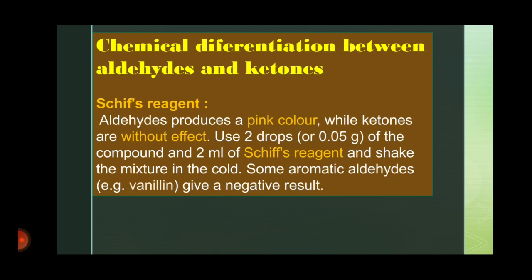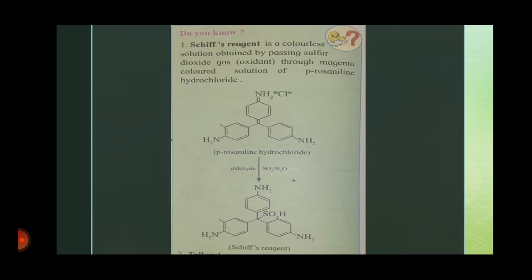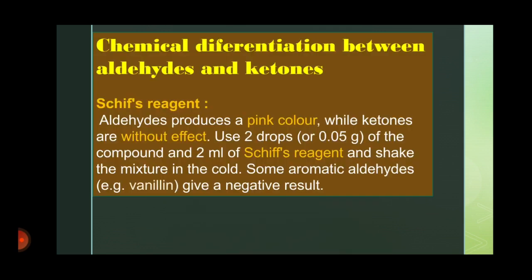We will further test with Schiff's reagent, that is, Schiff's test. First of all, you should know what Schiff's reagent is. Schiff's reagent is a colorless solution obtained by passing sulfur dioxide gas through a magenta colored solution of para-rosaniline hydrochloride. So like this you get the Schiff's reagent. How do we use it? Aldehyde produces a pink color after reaction with Schiff's reagent, while ketones are without effect.